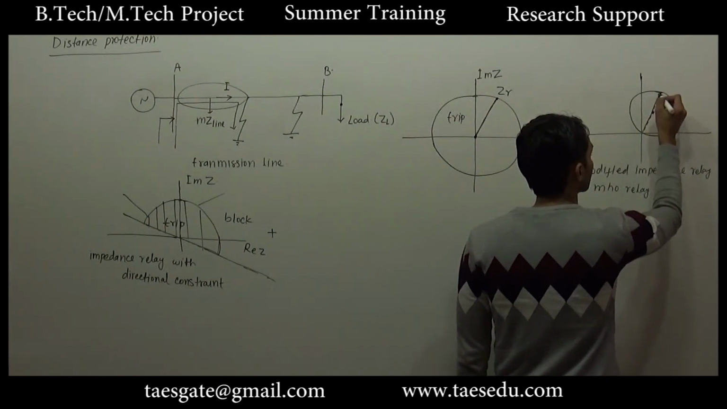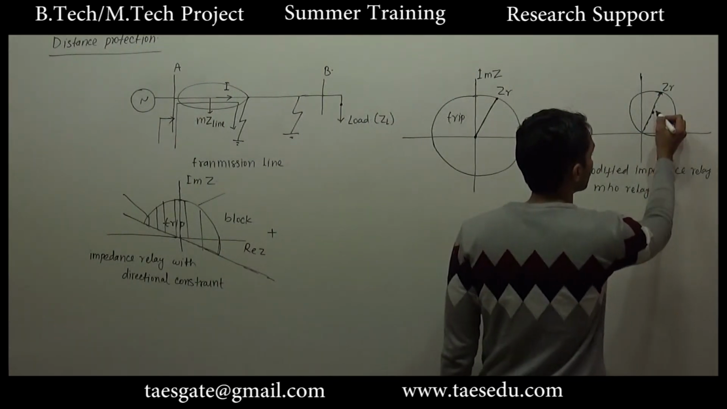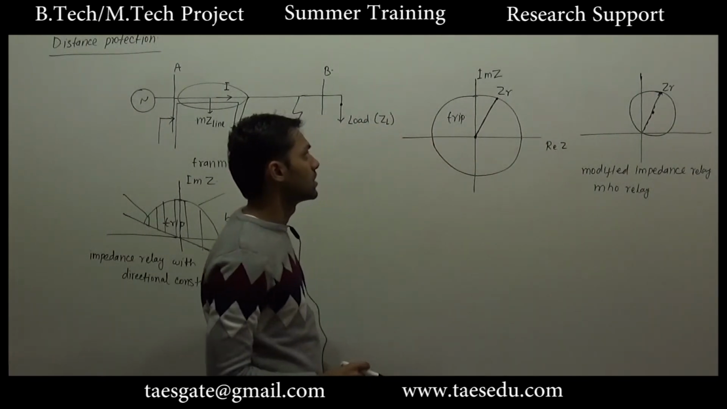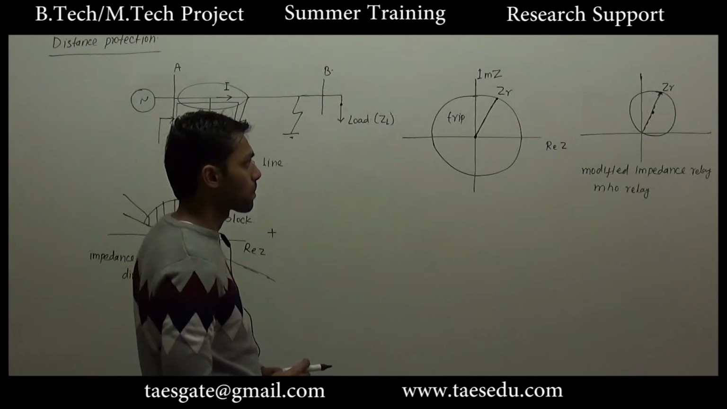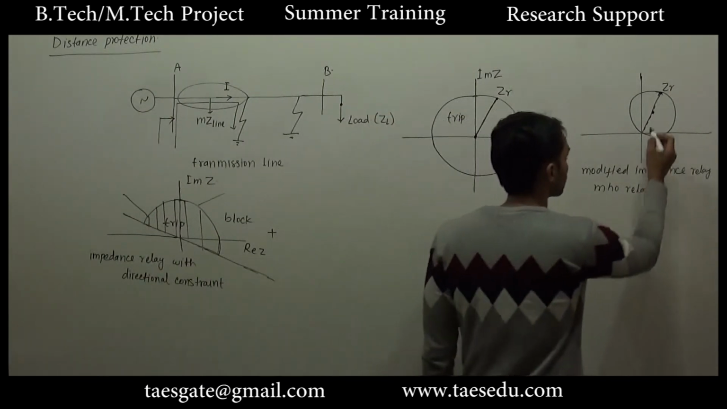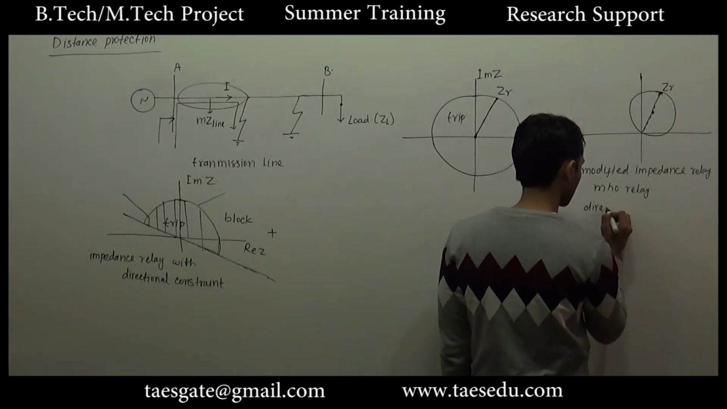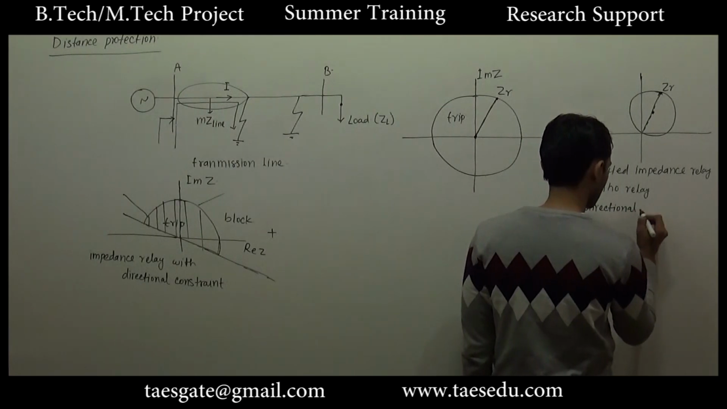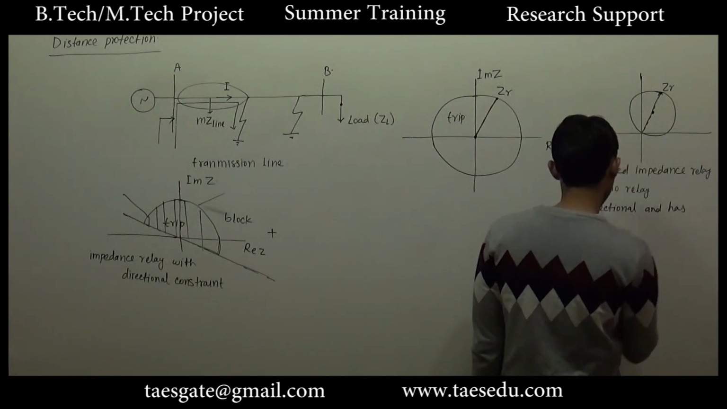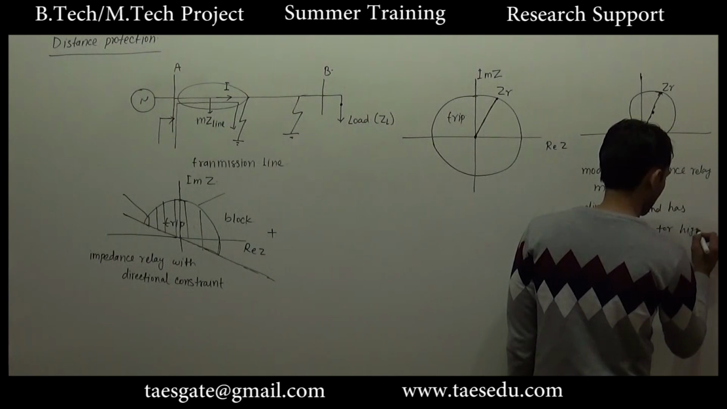This length is ZR. The radius of the circle of the modified impedance relay is half of the radius of the circle of the corresponding impedance relay. And since this relay operates only for the first quadrant of the impedance circle, this relay is directional. This is directional and has better selectivity for high power factor load.